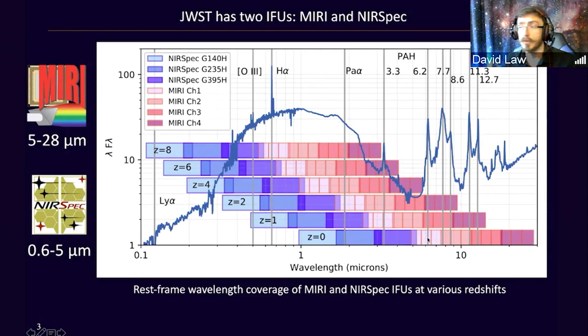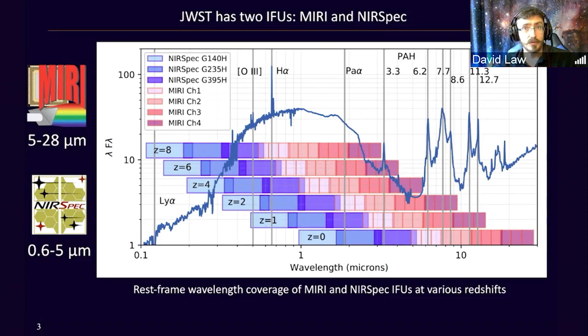No matter what redshift you're looking at, you still have these two IFUs working very well in tandem with one another to give you comprehensive coverage of the wavelength range, which at the very highest redshifts can even slide down to cover the traditional rest-frame UV.